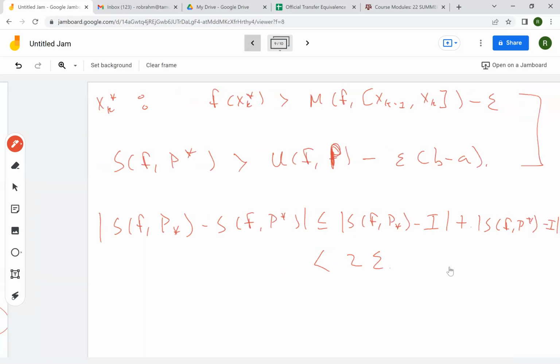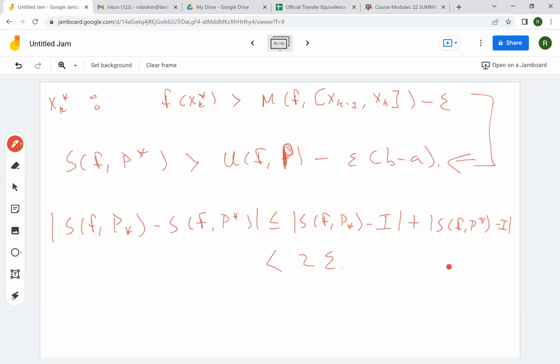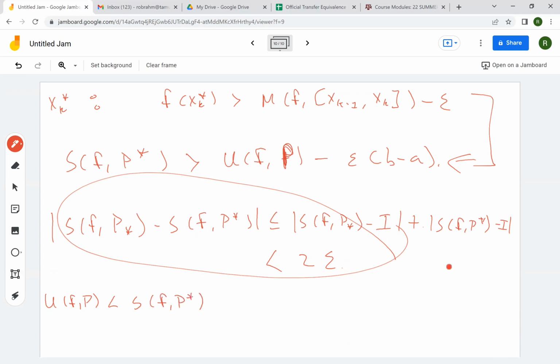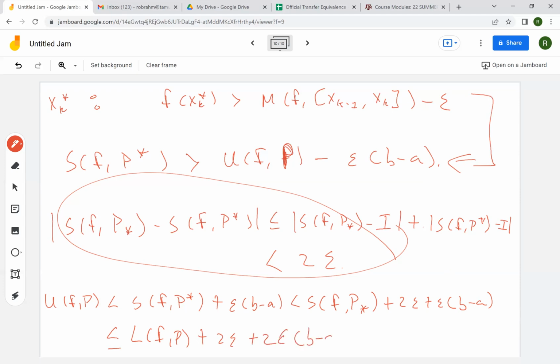So putting these three inequalities together, I have the following estimate. I have U of f, P is less than S of f, P star plus epsilon times b minus a. This is less than S of f, P lower star plus 2 epsilon plus epsilon times b minus a. And this is less than or equal to L of f, P, again plus 2 epsilon and then plus another epsilon times b minus a. So plus 2 epsilon times b minus a.